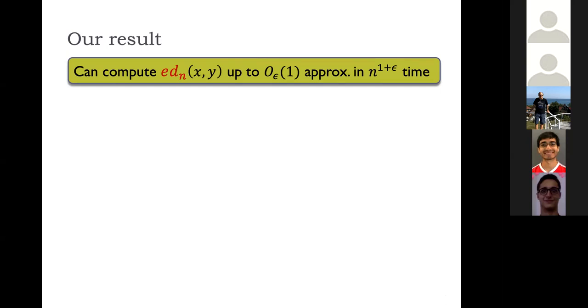And from now on, I'll basically start setting up a little bit of things, and thereby I'll mention some of the details of the past work that obtained a constant factor approximation to the distance. And then, of course, I'll talk about our result.